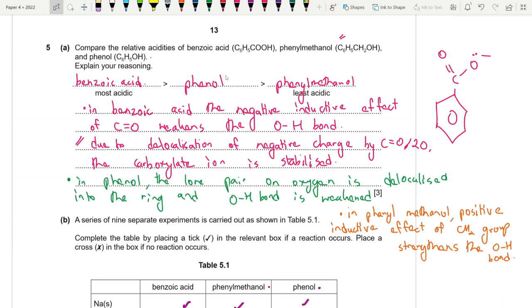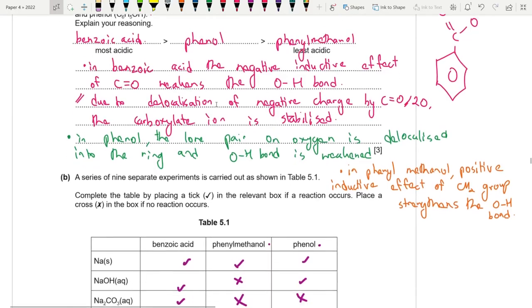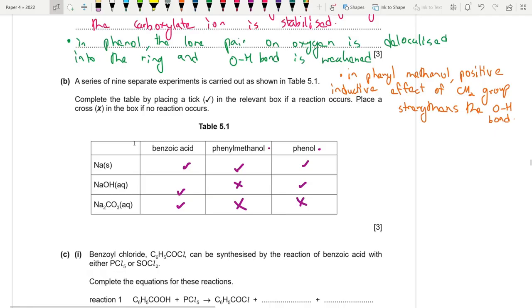So yeah, you should be following this mark scheme. This is the latest answer to the guides for acidity. You should also learn the one for the comparison of basicity, by the way, okay? So let's do this. We know that all of these are acidic. So benzoic acid is acidic enough to react with all of them. Phenol is acidic enough to react with NaOH and Na, but not Na2CO3. On the other hand, phenyl methanol can only react with active metals, but not these.